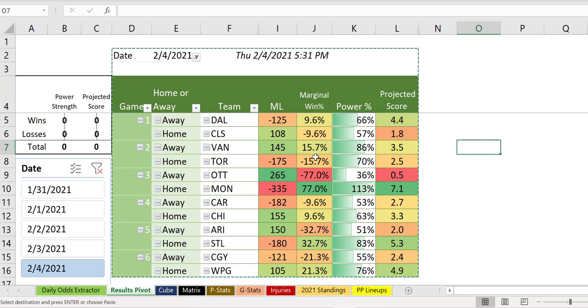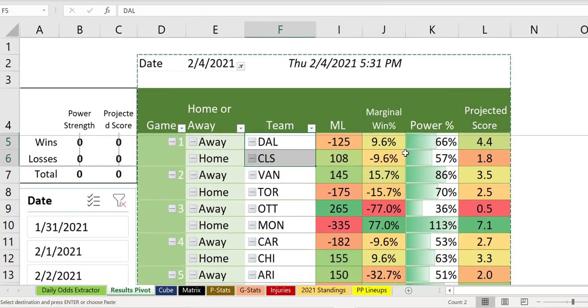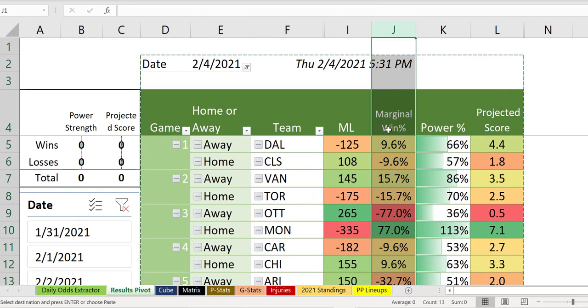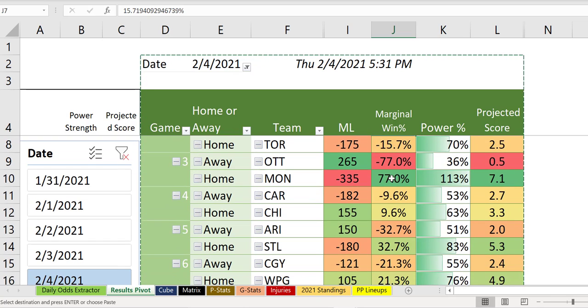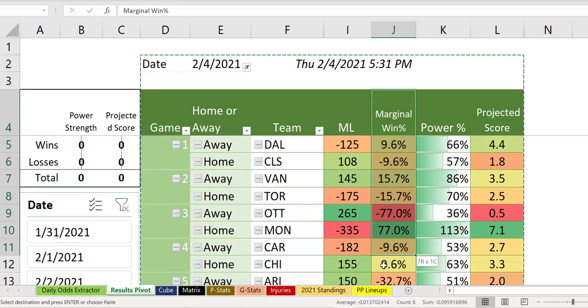These are the 6. What this algorithm is doing is placing the games with the away team on top and the home team on bottom. It is giving you a marginal win percentage. The algorithm's percentage could be 100 at its greatest or negative 100 at its lowest, in its likelihood that the team is going to win the game. That's what this column is all about.